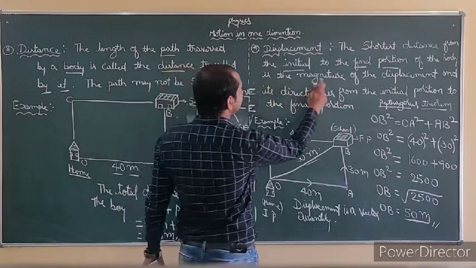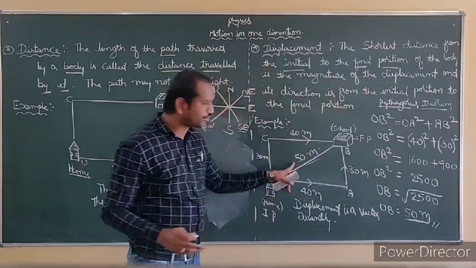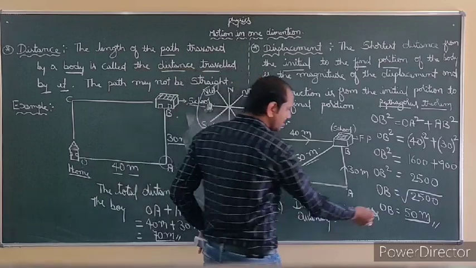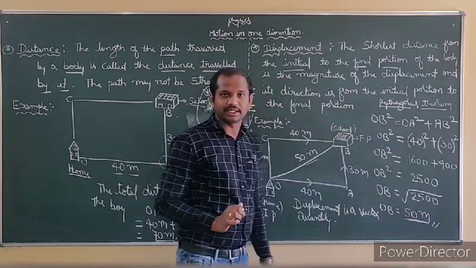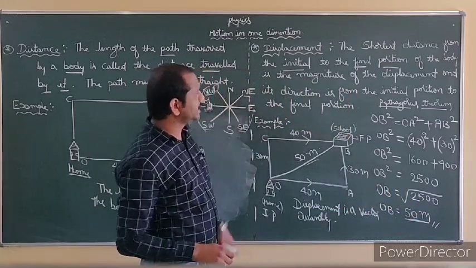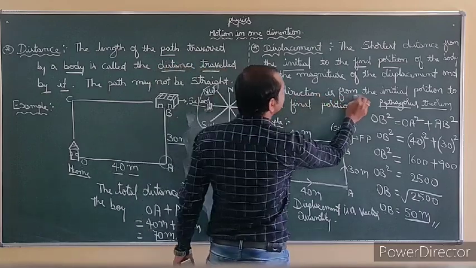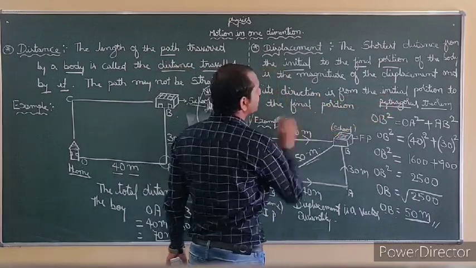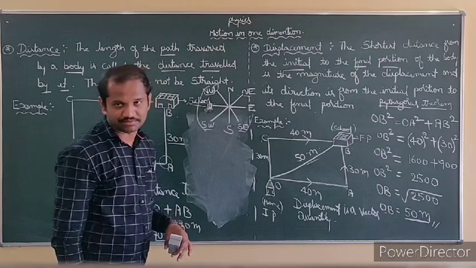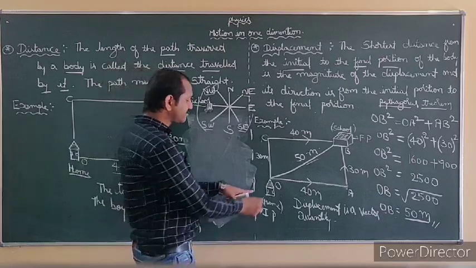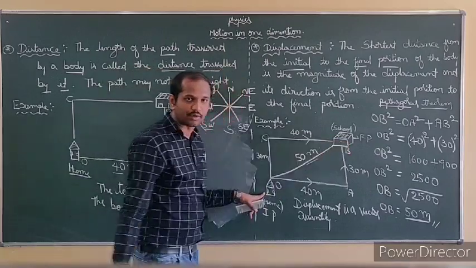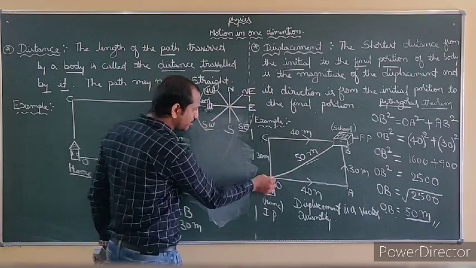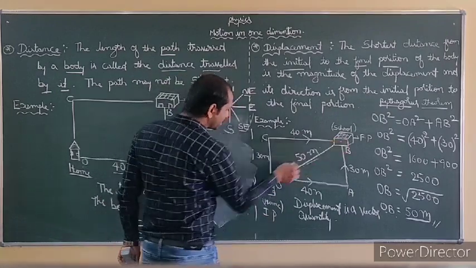And the magnitude of the displacement is the length of that shortest distance. Magnitude also we have found. What is the magnitude? OB is equal to 50 meter. We got the magnitude. Now what do we need? The direction from the initial to the final position of the body. How do we get the direction? Direction we should always see from the initial to the final position of the body. Here, this is the initial position, this is the final position.